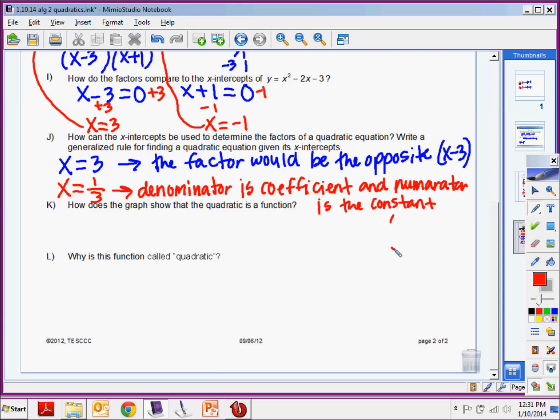So this would end up as 3x plus 1. Not plus 1, Evan. Minus 1? It's the opposite.